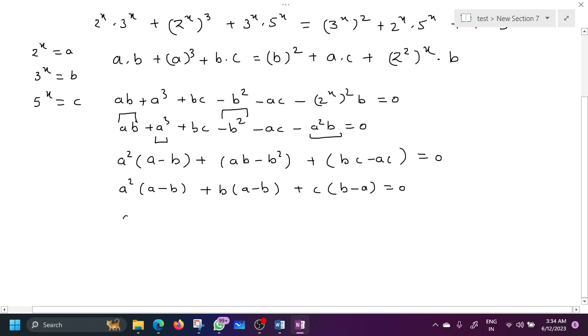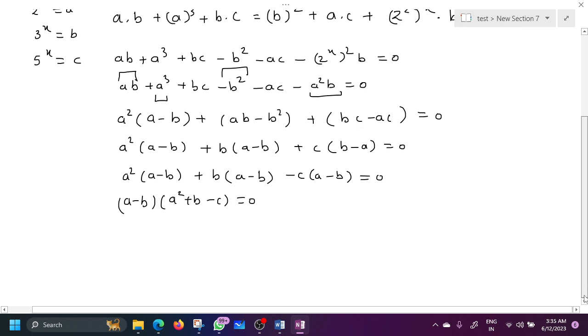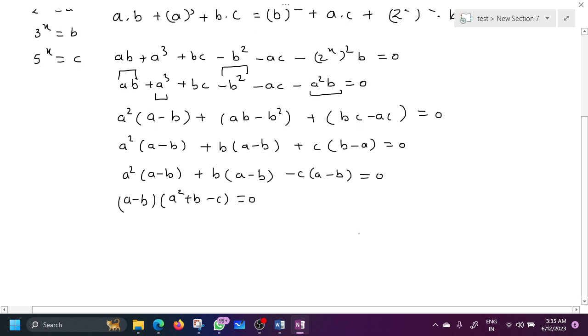Or you can say A square (A minus B) plus B (A minus B) minus C (A minus B). You can flip the quantities inside the bracket and take one negative sign out, which you would have learned in previous classes. So A minus B is the common factor, take it out, and you have A square plus B minus C equal to 0. Now two brackets are equal to 0, so we will deal with them individually. The first case is A minus B is equal to 0, which gives you A is equal to B.